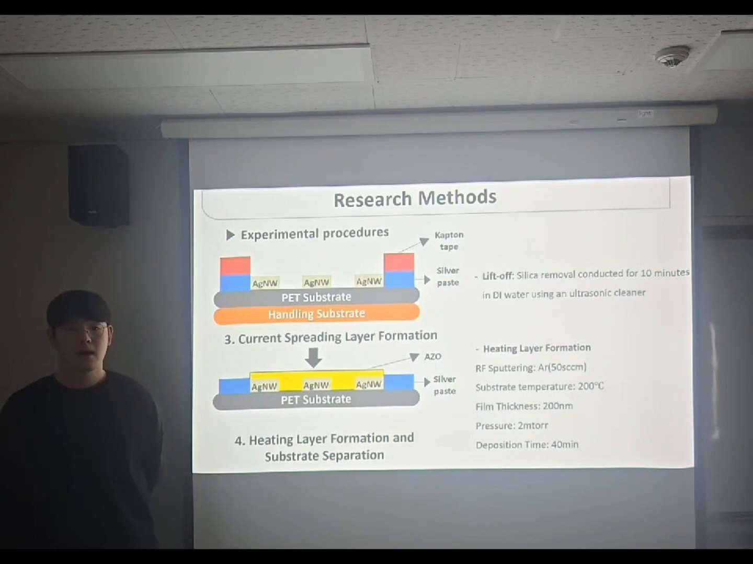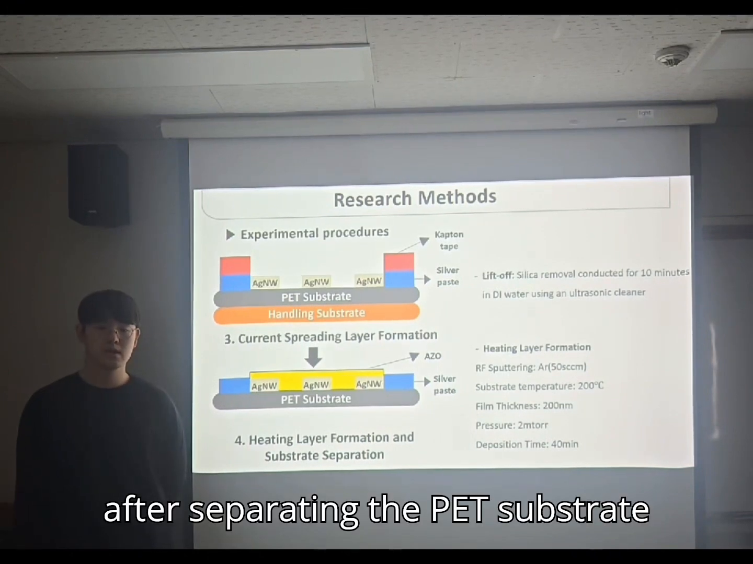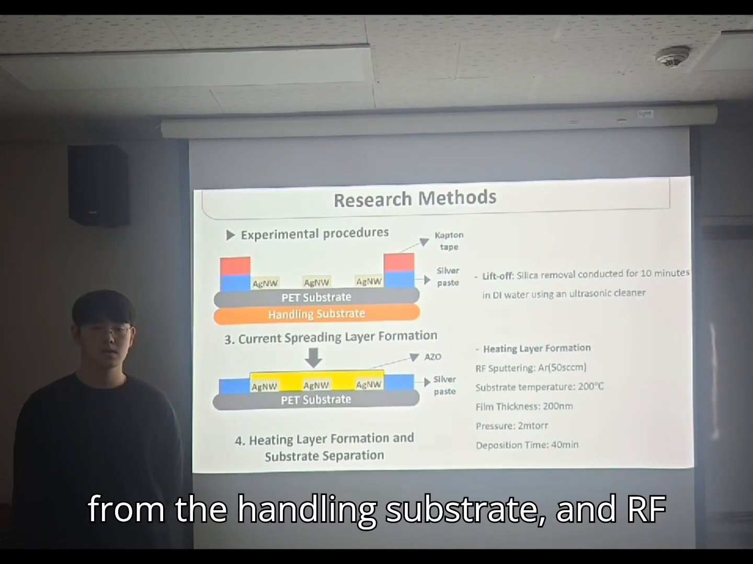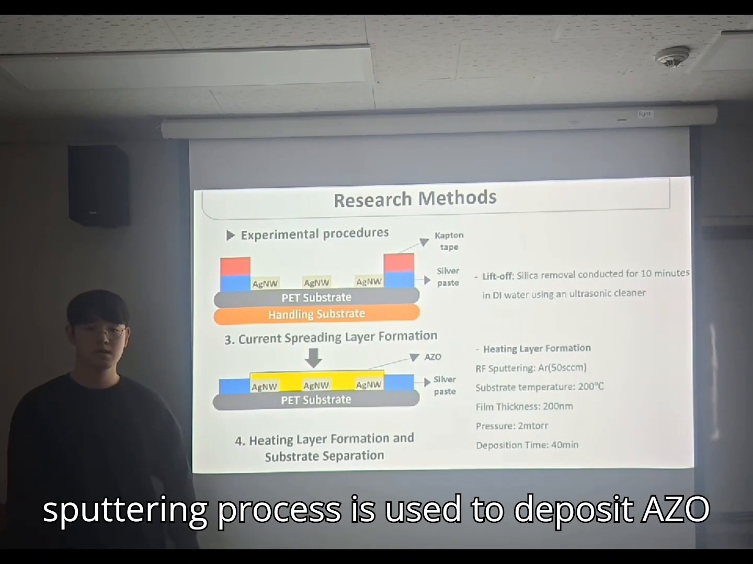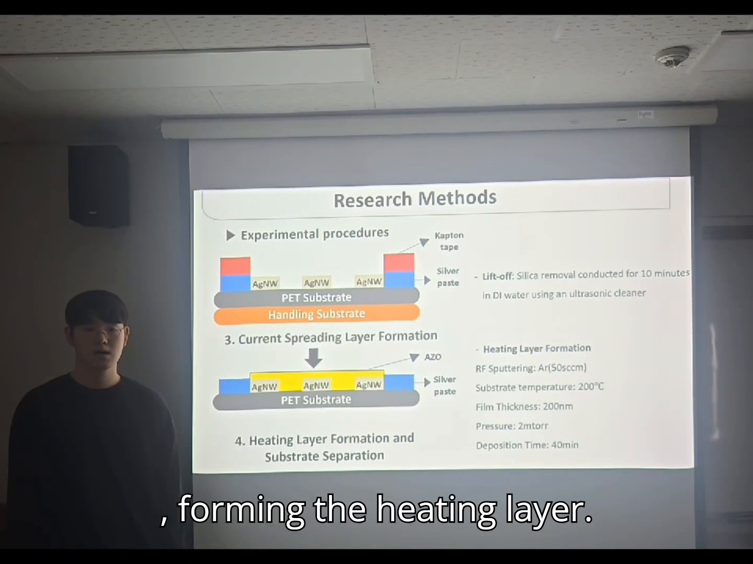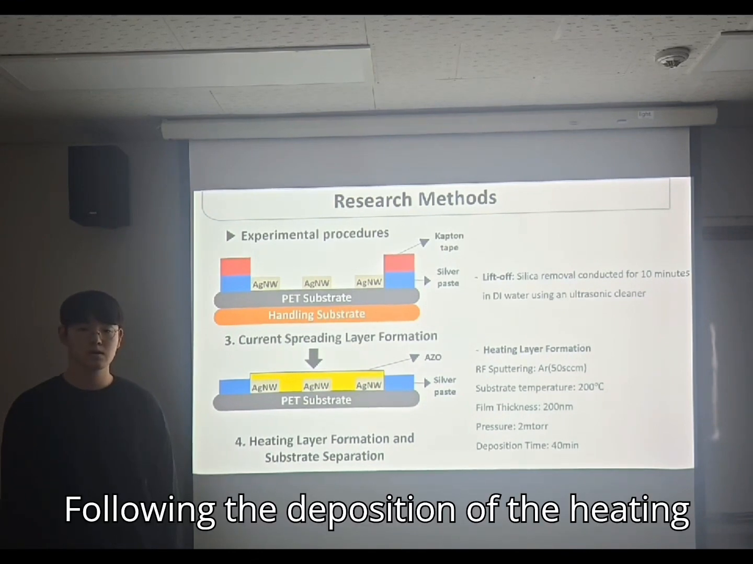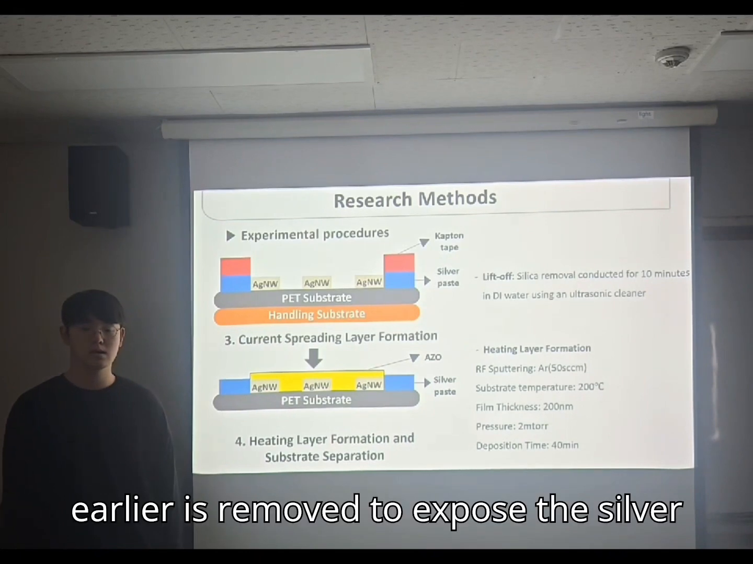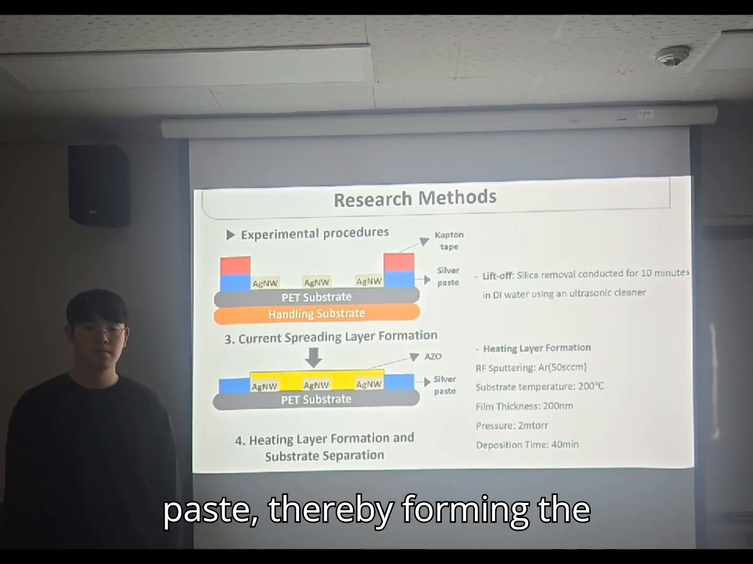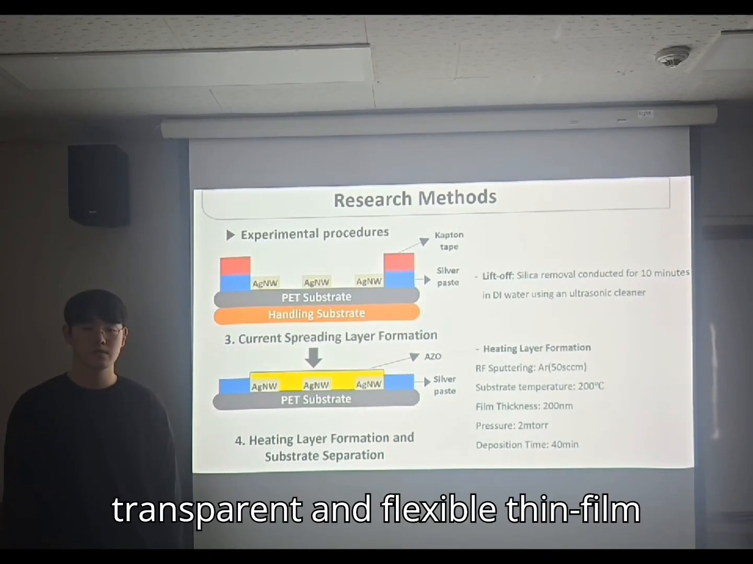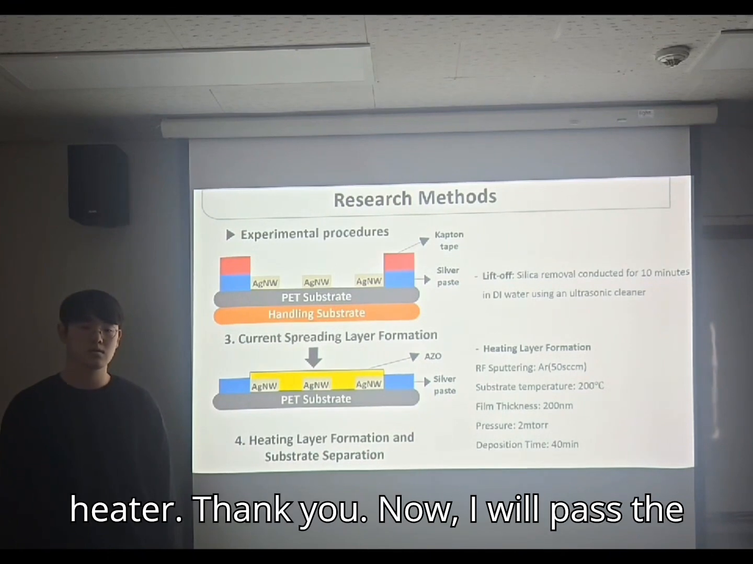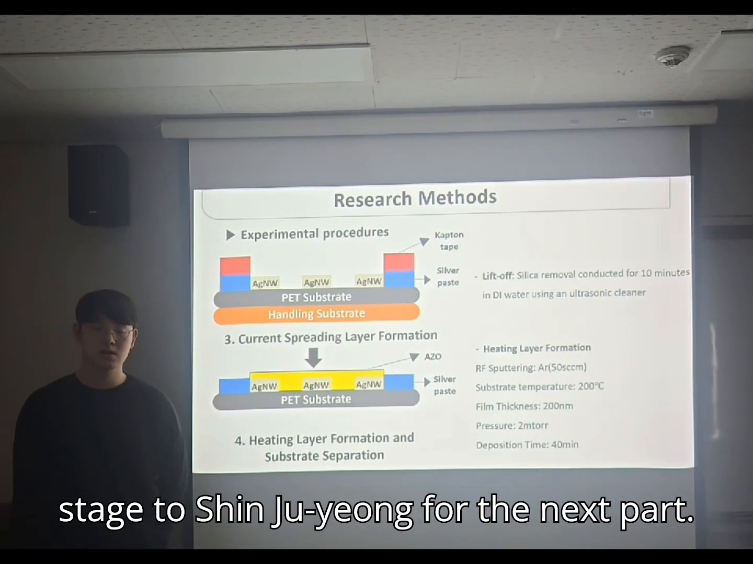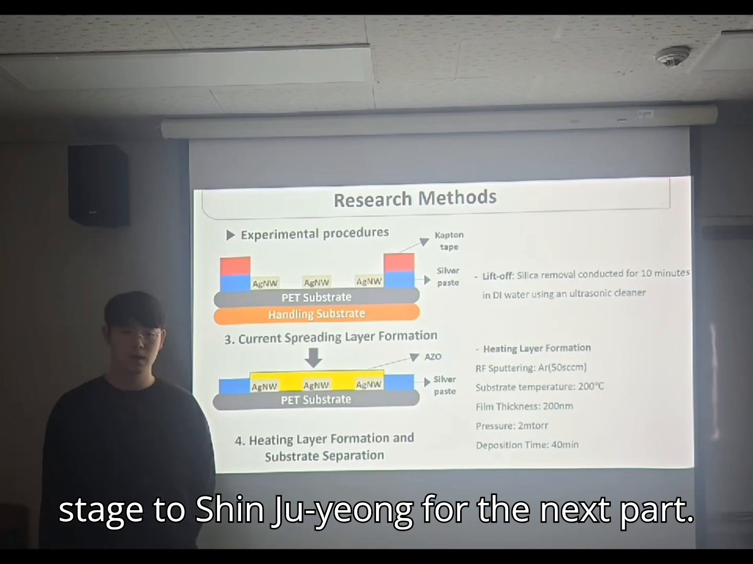Finally, after separating the PET substrate from the handling substrate, an RF sputtering process is used to deposit ASIO, forming the heating layer. Following the deposition of the heating layer, the Kapton tape attached earlier is removed to expose the silver paste, thereby forming the transparent and flexible thin film heater. Thank you. Now I will pass the stage to Shin Joo-young for the next part.